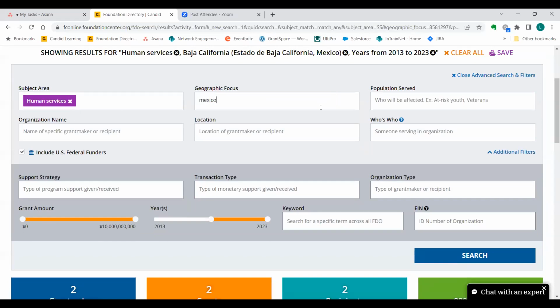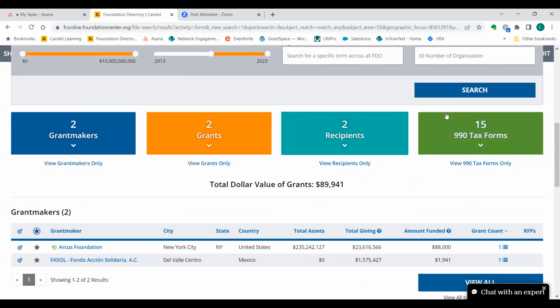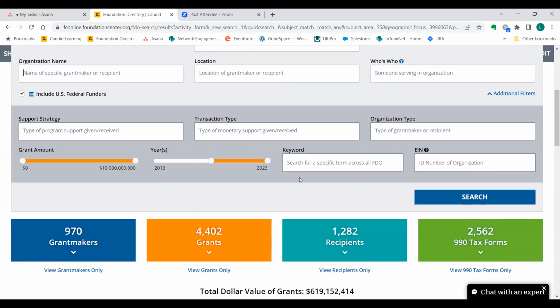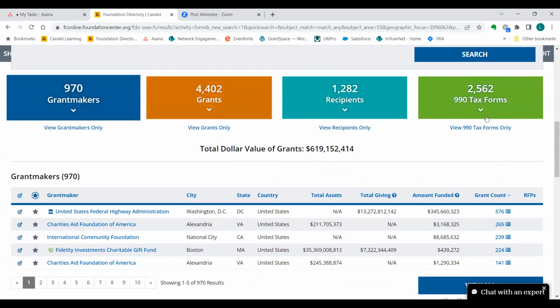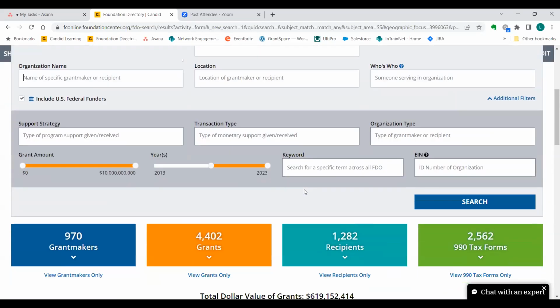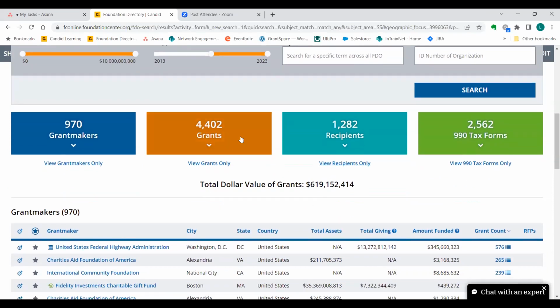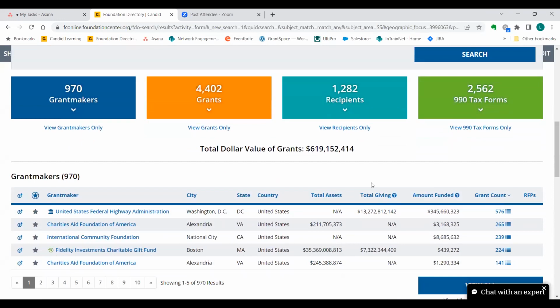Okay. Sorry about that. Let me go back to Mexico so I can show you more grant makers there. Okay. So not sure why that didn't work this time, but this is the first search results page. It'll show you that there have been 970 grant makers who have funded organizations that focus on human services in Mexico. It will show you there were 4,000 grants and 1,200 recipients, but this is just a preview page.